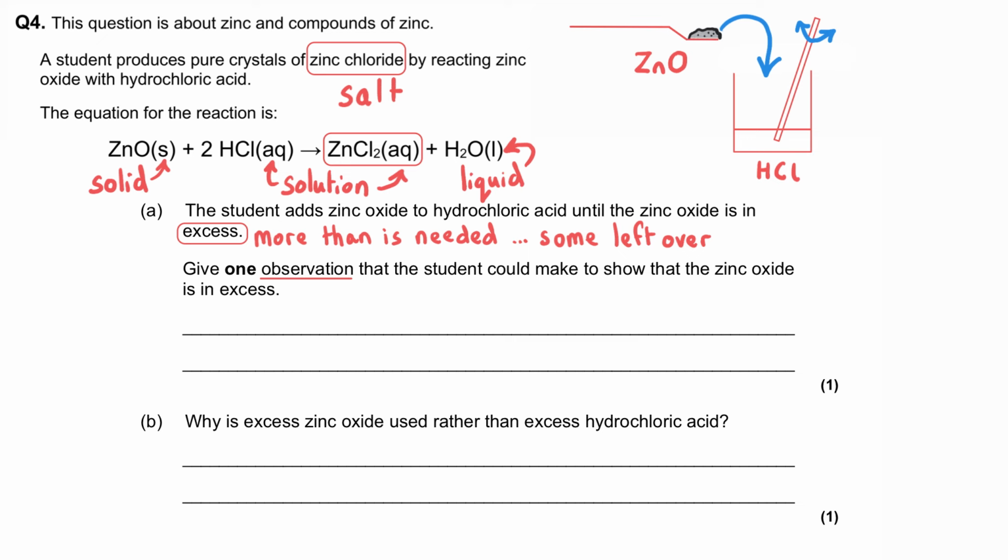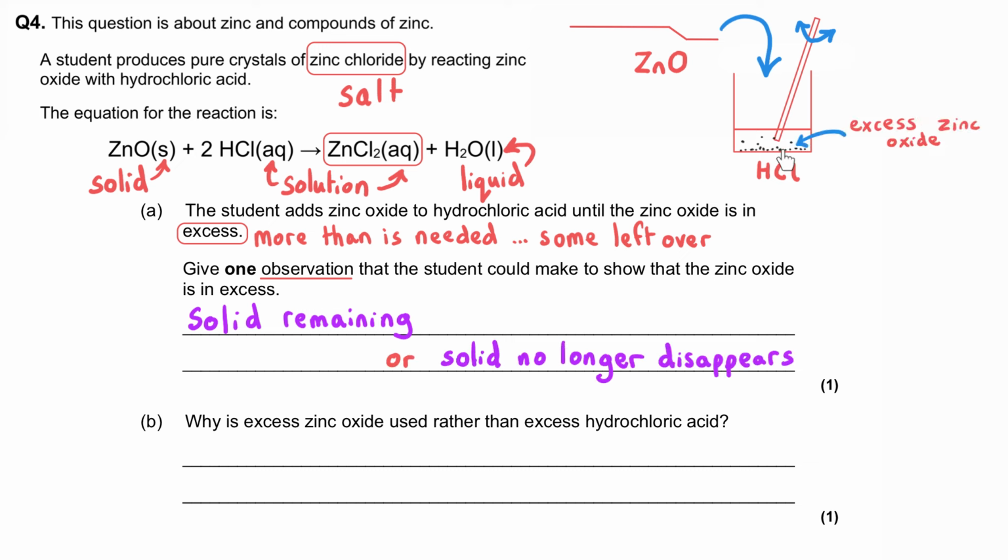And they keep going and going, and they will know that the zinc oxide is in excess if there is some solid remaining at the bottom of the beaker, or we might say that the solid is no longer disappearing. And so that's what we could say, either of those, for this first mark.